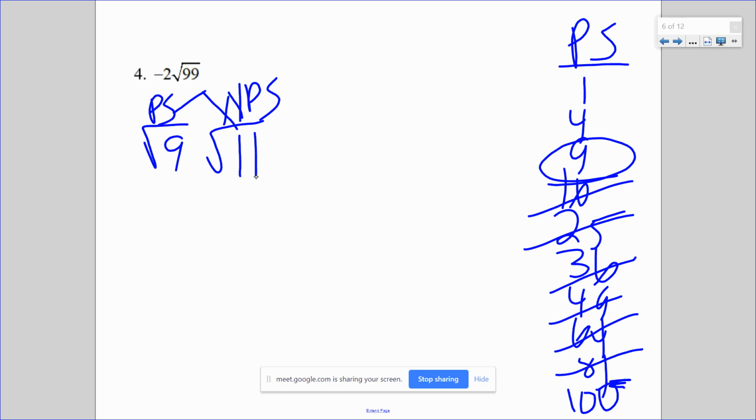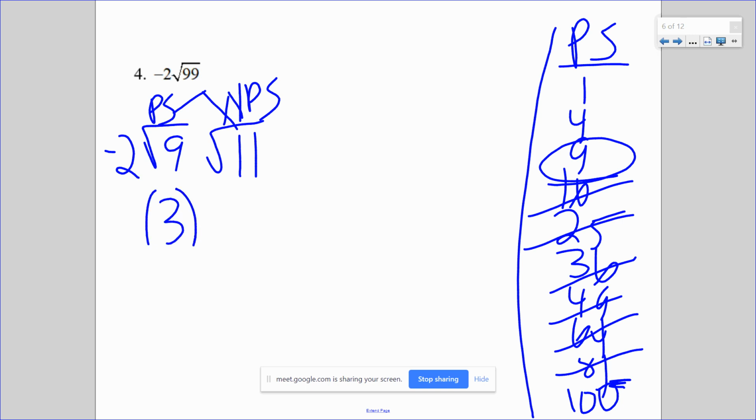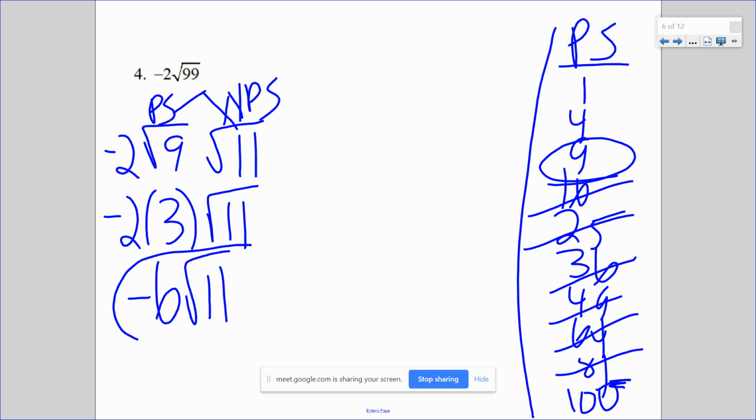You don't put the bigger number first. You always put the perfect square first. The number from this list is what always goes first. The negative 2 just comes down front. That's step 1. Step 2, take the square root of the perfect square. Non-perfect square comes down. Negative 2 comes down. Multiply the values that are outside. And that's your answer.